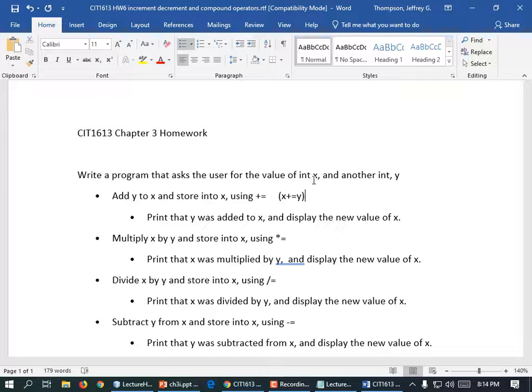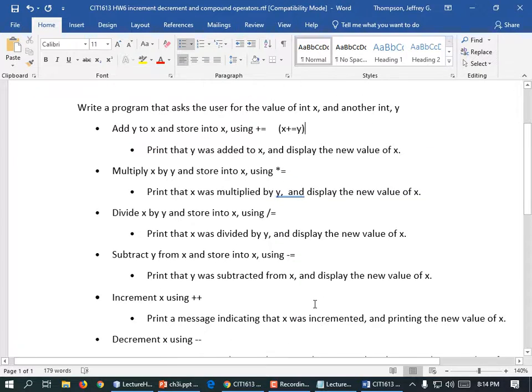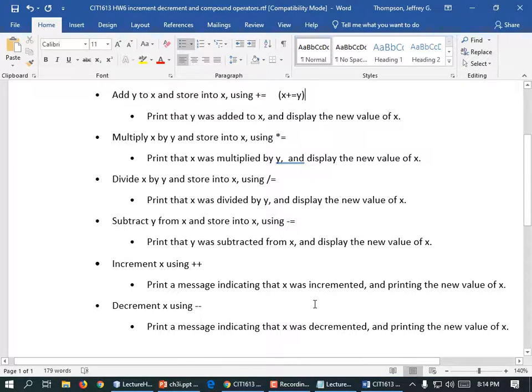And then divide. Well, after you've multiplied, when you divide it ought to be back to kind of what it was before. And then you're going to subtract, x -= y. Then you're going to add 1 to it, so you're just going to use x++. And you're going to subtract 1 from it using x--. And it says, to my eyes, it looks as if the initial value of x and the final value of x will be the same.